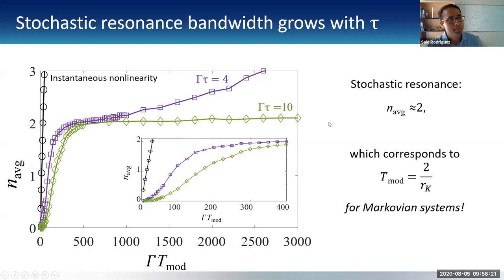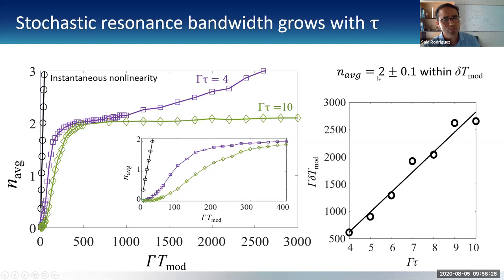We can look at the range in which the average number of switches is 2 plus or minus some quantity, right? Which I show here as 0.1. It's arbitrary, but just to give you an idea. Anyway, a stochastic resonance is this condition approximately. It doesn't have to be very rigorously 2. And then we look at the bandwidth for stochastic resonance, which is this delta tau mod, as a function of memory time. And you find that it grows linearly.